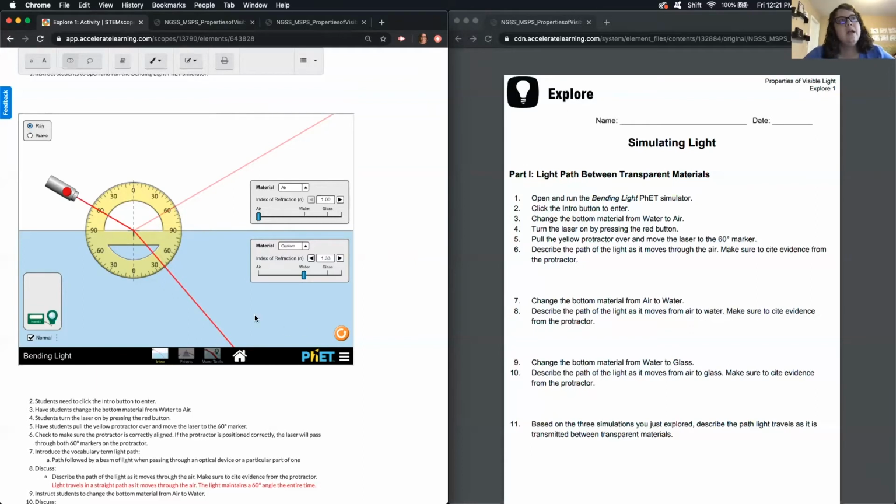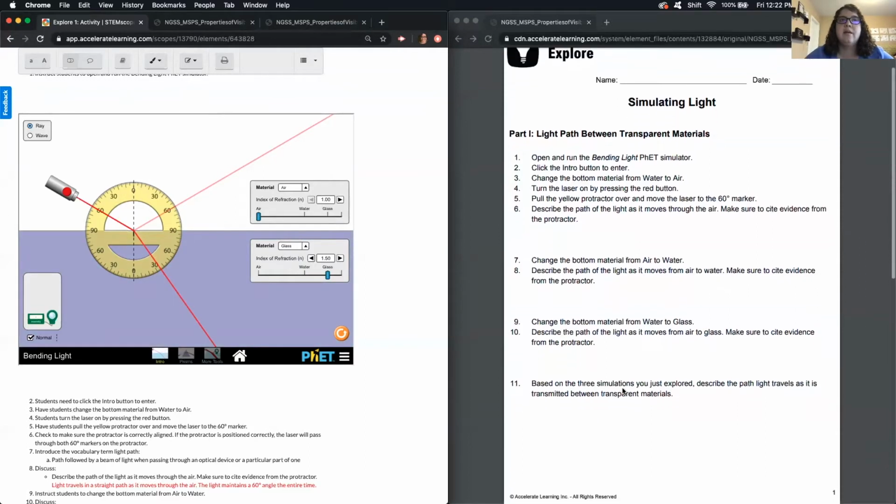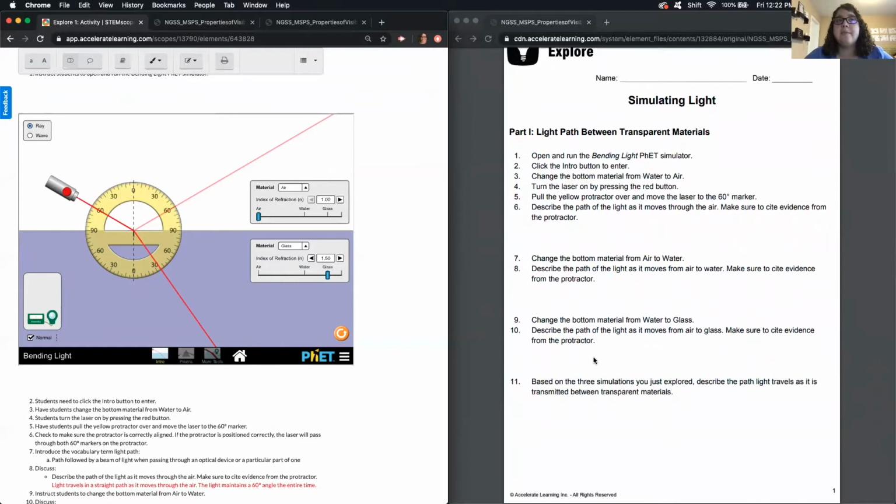Okay. Now for step 9, I'm going to change the medium again, this time to glass. Once again, I want you to describe the path of the light as it moves from the air through the glass this time, and cite that evidence from the protractor.